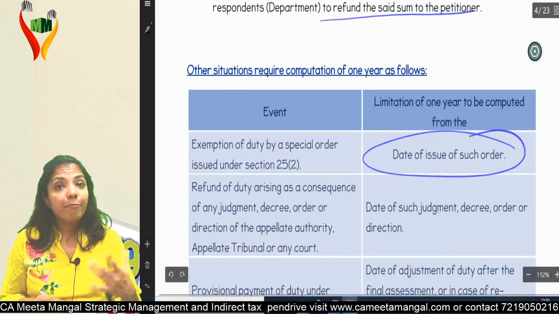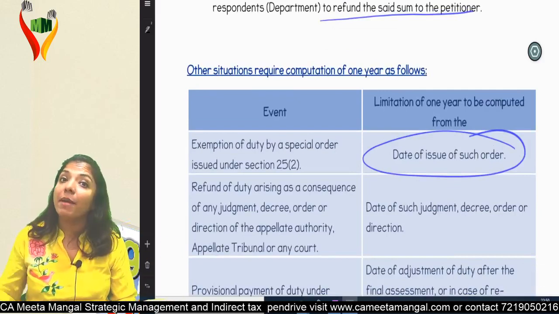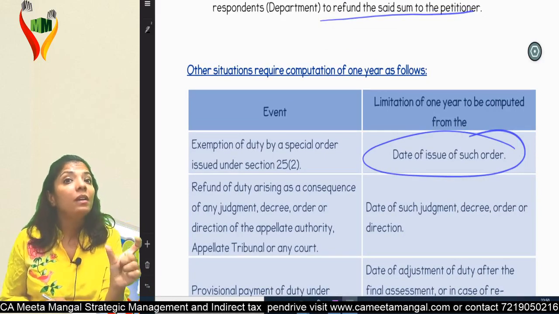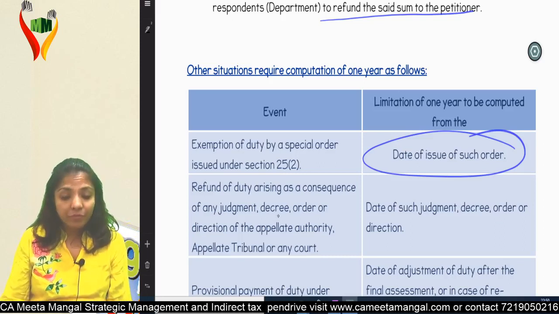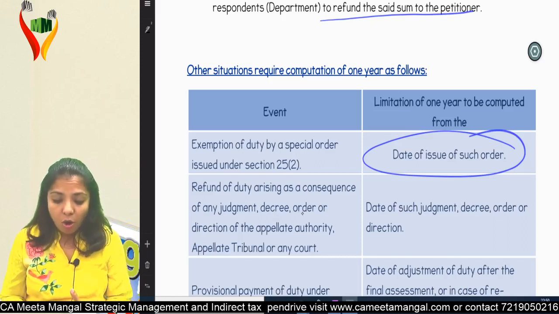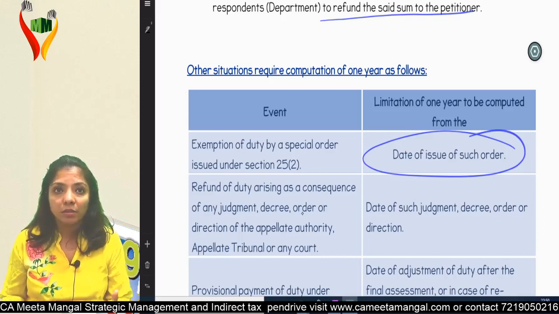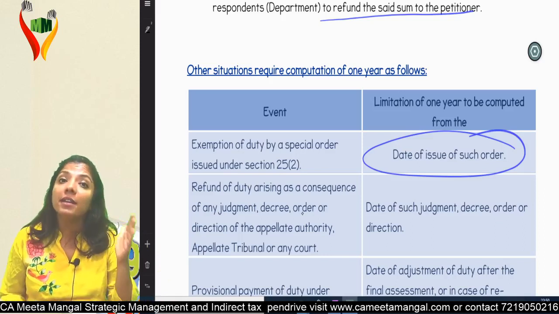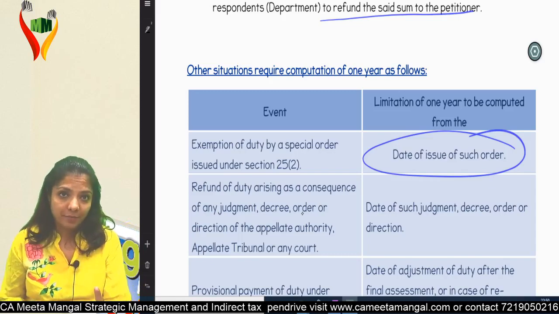Second, I have paid money and then there was a case, and the judgment came in my favor. Now I am eligible for the refund. So that 1 year will be counted from the date of such judgment. Refund of duty arising as a consequence of any judgment, decree, order, or direction of the appellate authority, appellate tribunal, or any court. There was a case and then the case came in my favor. The date the judgment came, I will make an application within 1 year from the date of judgment.